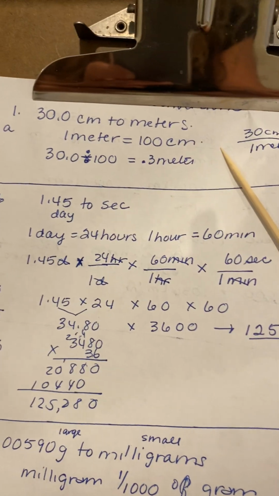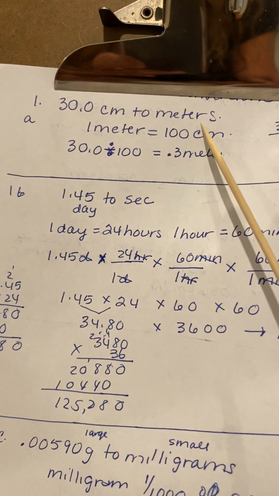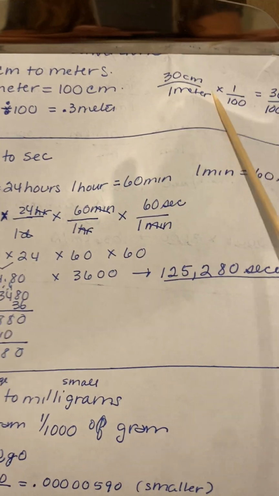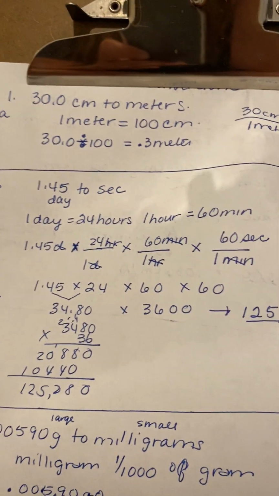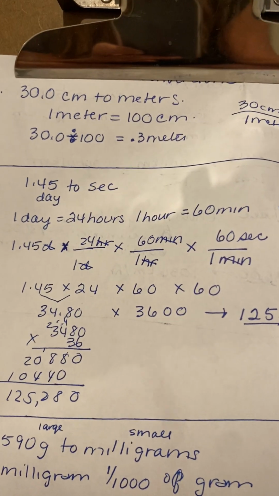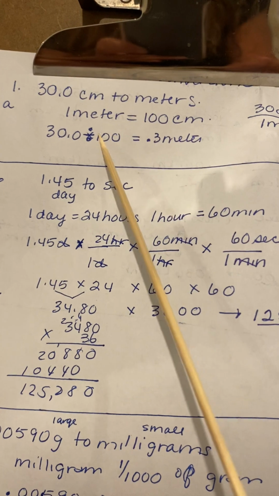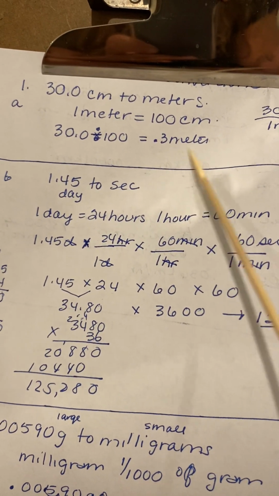30 centimeters to meters. So basically, to go from centimeters to meters, you're going to multiply 30 by 100, and what are you going to get? Did I say multiply? It's 1/100th. So you're going to divide by 100. Okay? So you're going to get 0.3 meters.